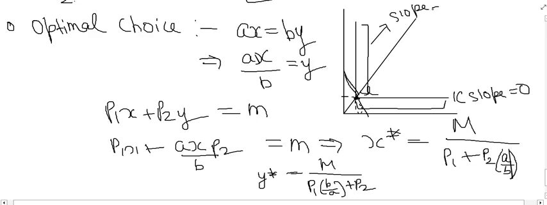So this was all about perfect complements, the utility function, and these are the demand functions x star and y star. Now let us do the perfect substitutes, and there are many more functions.